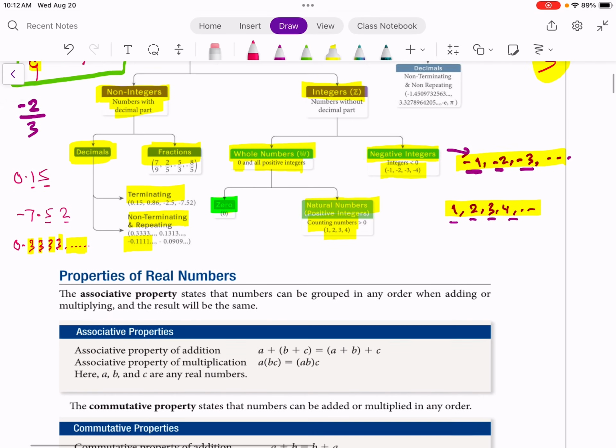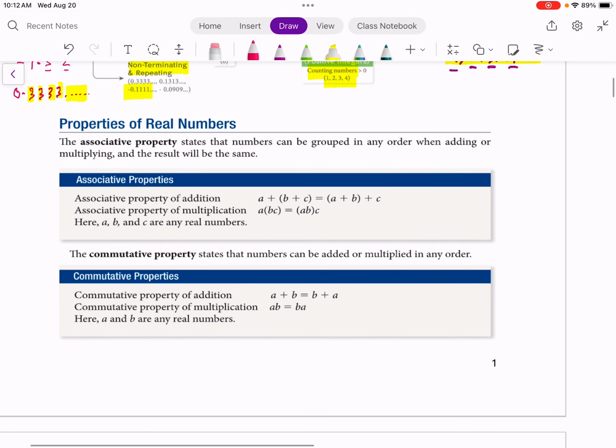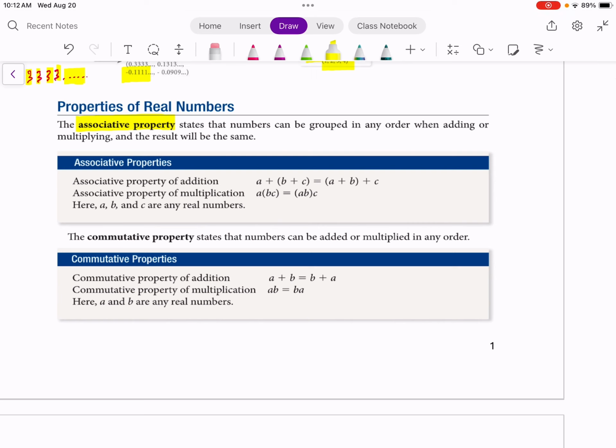Okay, now next we have the properties of real numbers. And the very first property of real numbers is the associative property. It tells us that we can group our numbers in any order when we are adding or multiplying. So whenever you add real numbers or multiply real numbers, you can group your numbers in any order. It does not change the sum or the product.